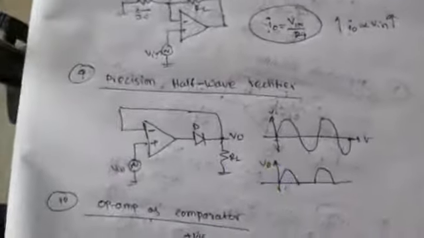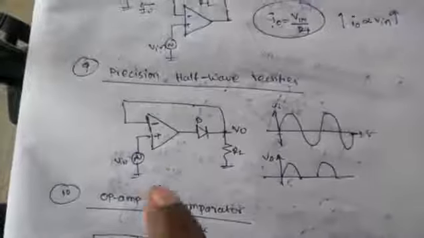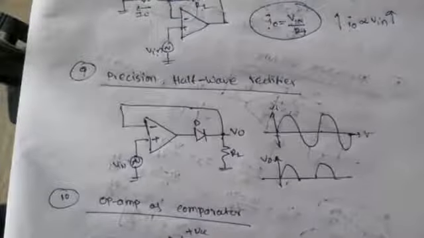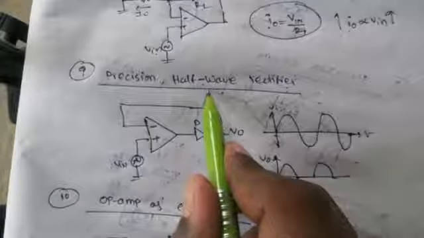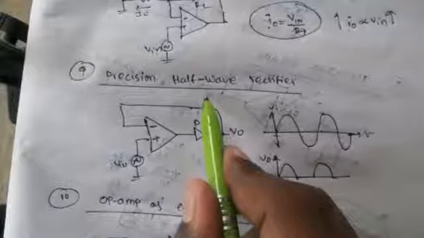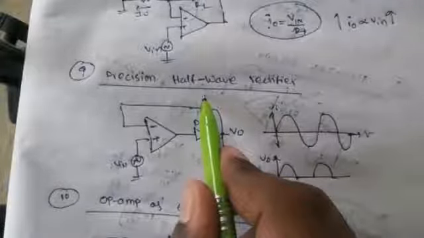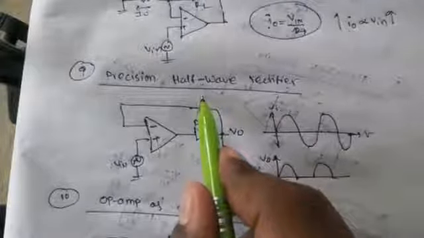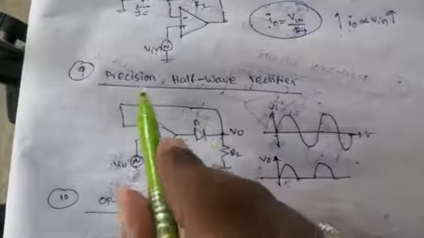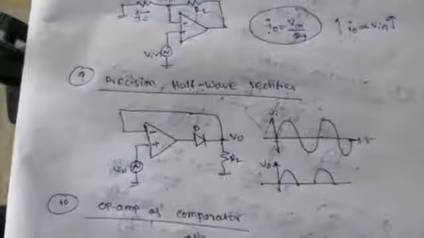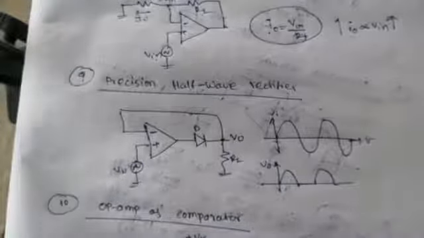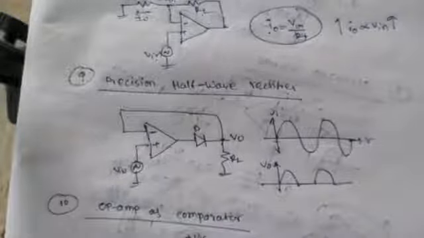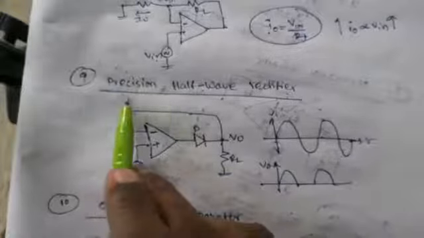And the next application will be the precision rectifier. In this precision rectifier, we have rectifier, which means, as we already know, bidirectional voltage is converted to unidirectional voltage, or AC to pulsating DC conversion. In this case, precision rectifier means even very small values will be converted from AC to pulsating DC components. That's why it is called precision rectifier.